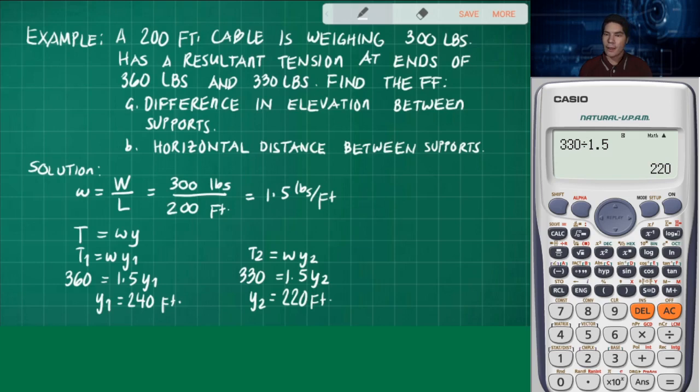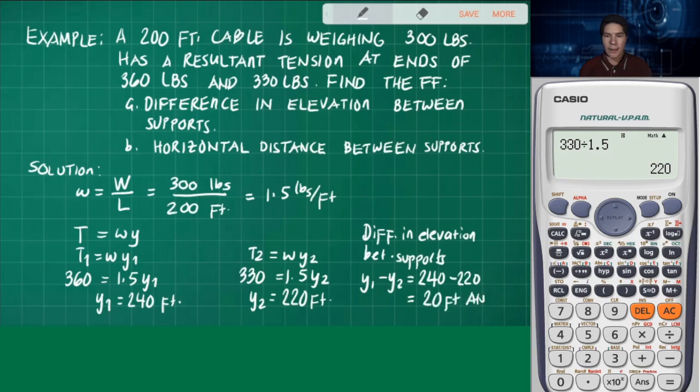So makukumpute na natin yung difference ng elevation. Yung supports. So that is just y sub 1 minus y sub 2. So we have 240 minus 220, and that is 20 feet. So ito na yung sagot natin.